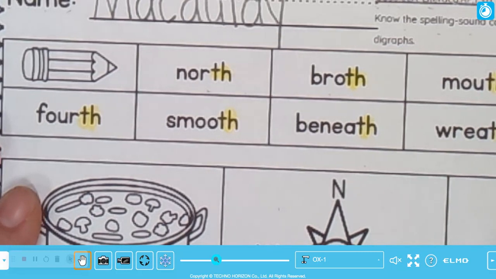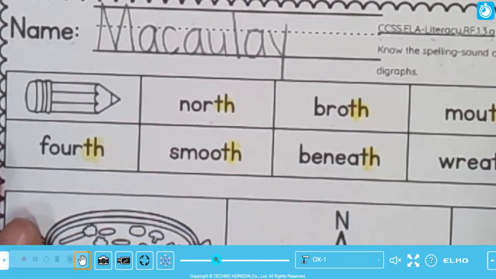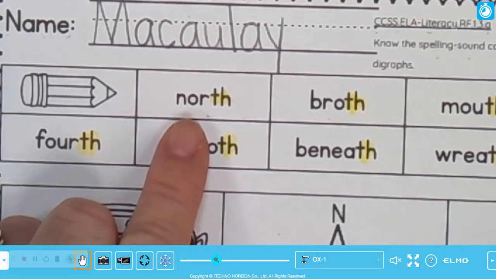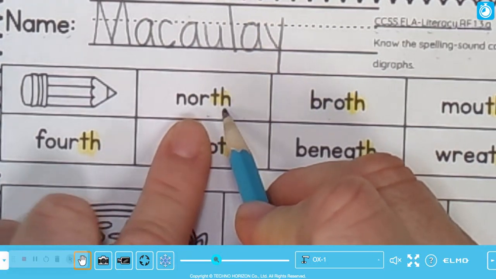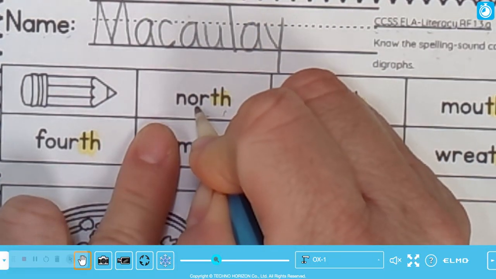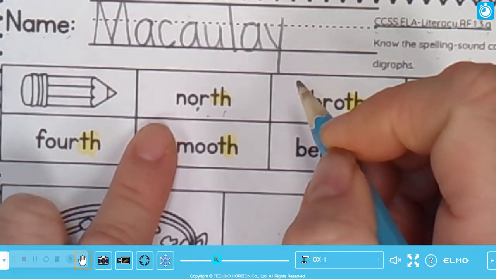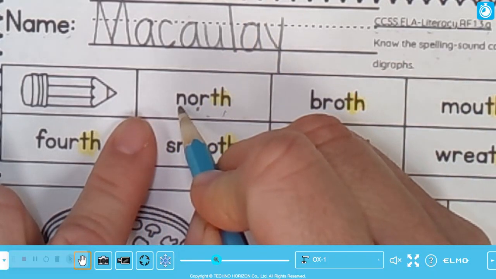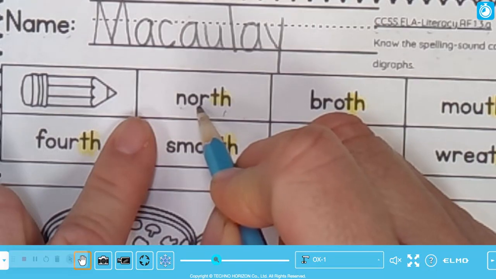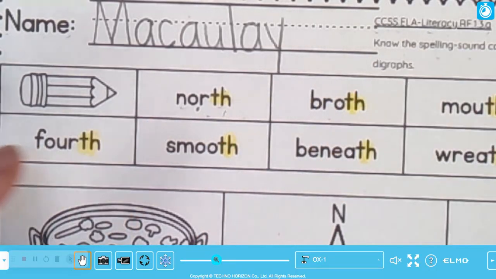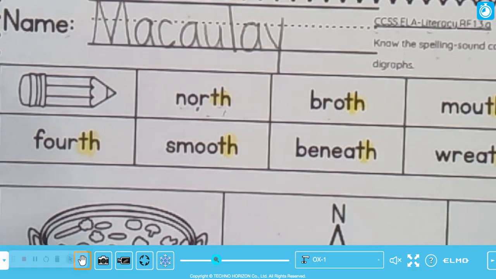All right, here we go. Okay, let's start with this first one. TH makes a th sound. The OR together makes an or sound. So let's read this. North. What's the word? North, right? North is the word.